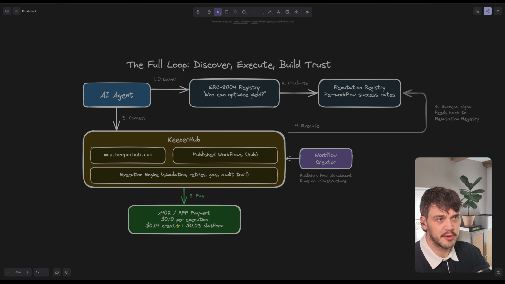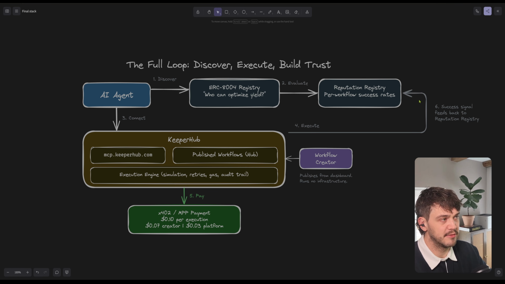The only thing the creator is doing is not running any infrastructure. They're publishing from the dashboard Hub that I showed before. KeeperHub handles the execution engine, the simulation, the retries, the gas logic, the audit trail, the SLA, and everything else in between. With this, every successful execution adds a positive signal back to the reputation registry that you see here. So over time, the most reliable workflows in the industry will rise to the top.